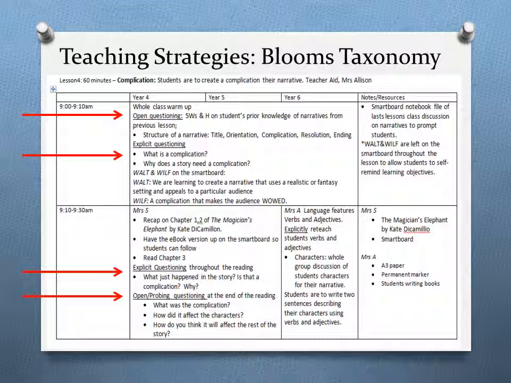Open questioning is used to gain prior knowledge from the previous lesson's learning intention. This open questioning sets a base for where to begin the lesson with reflection.